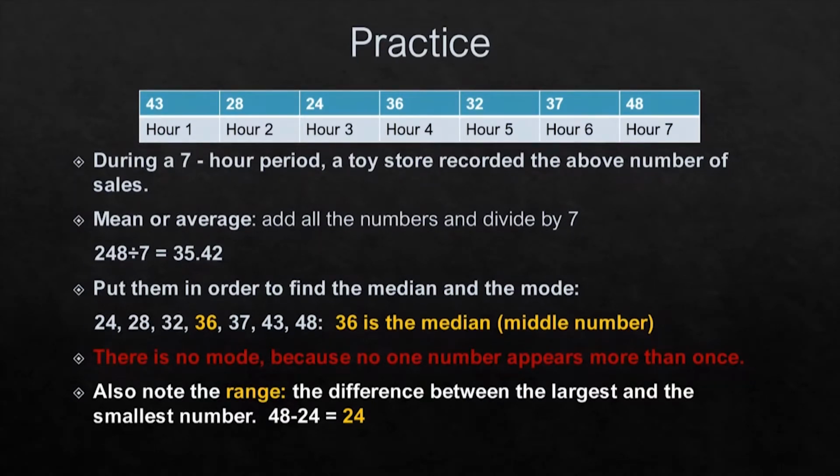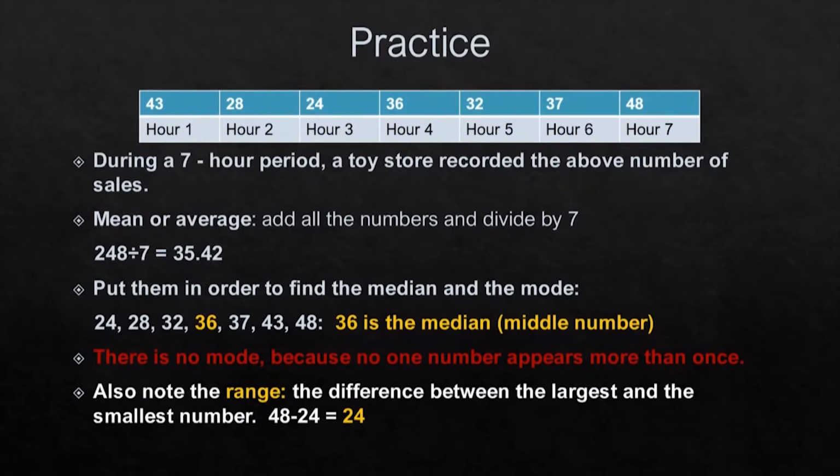Another question you might be asked is the range. The range is just the difference between the largest and the smallest number. So the largest number of sales here was 48, and the smallest number was 24. So the range in this set of values is 24.